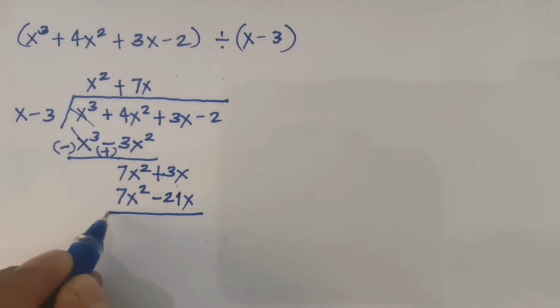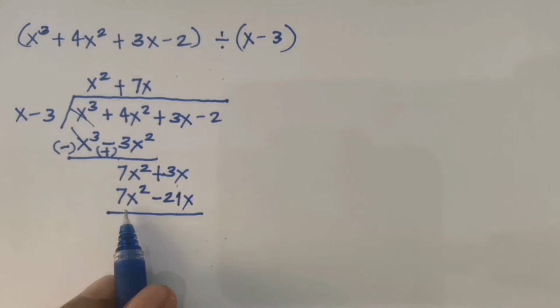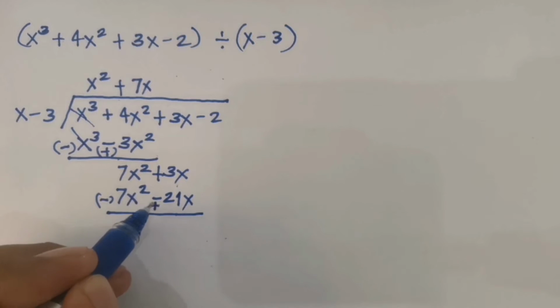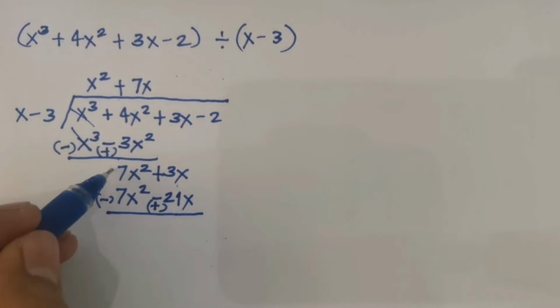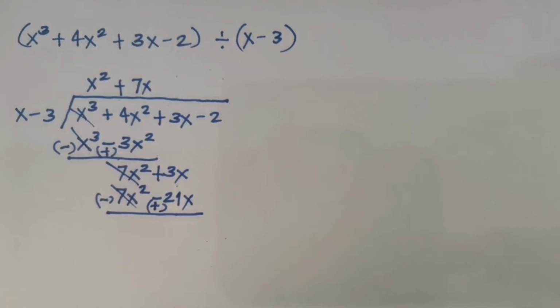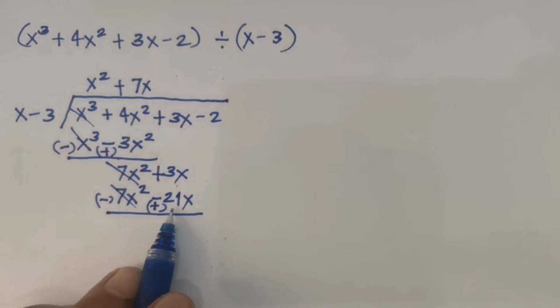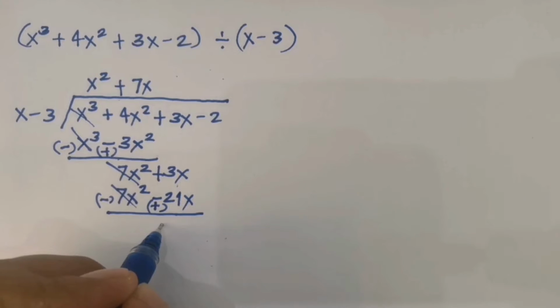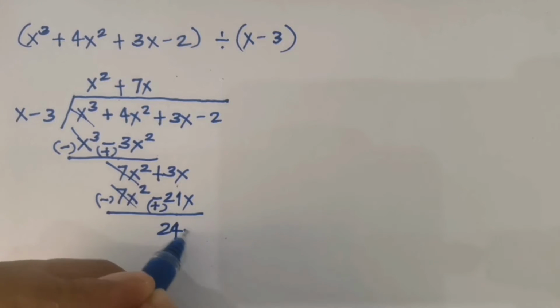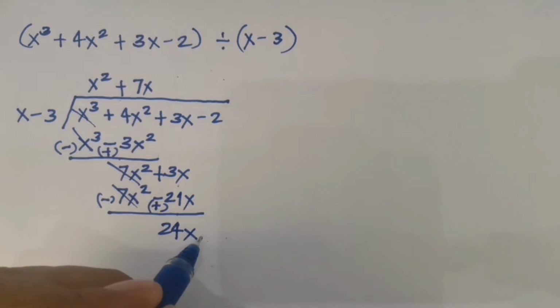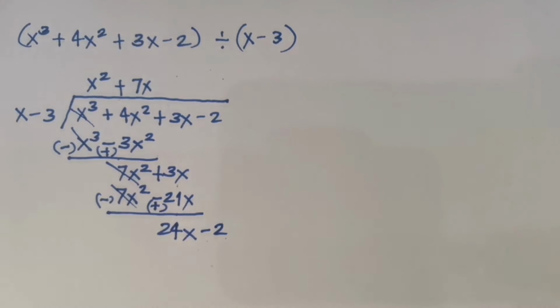Then next step, minus. Change the sign of this. This becomes negative, this one becomes positive. Cancel out. It becomes 0, so no need to write that. 3x plus 21x is 24x. Bring down the last term of the dividend, which is negative 2.